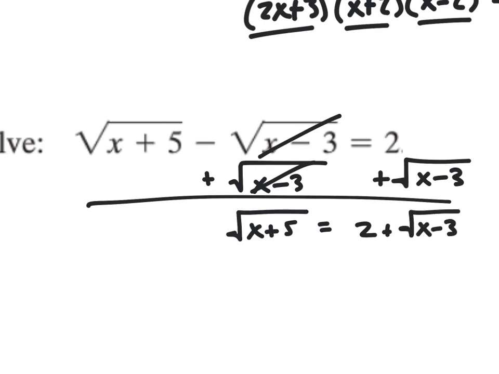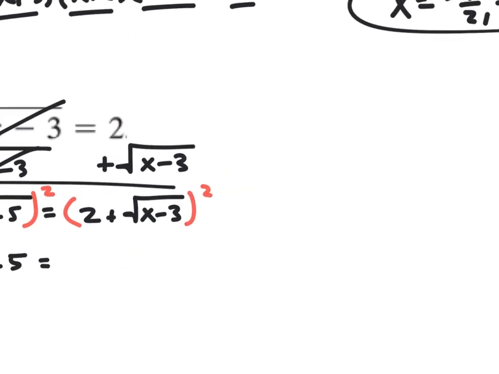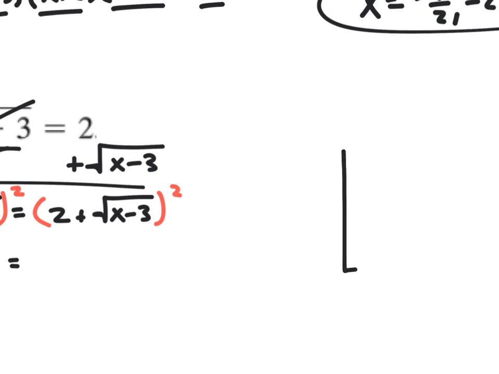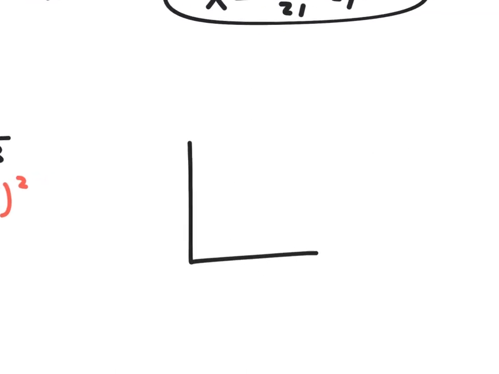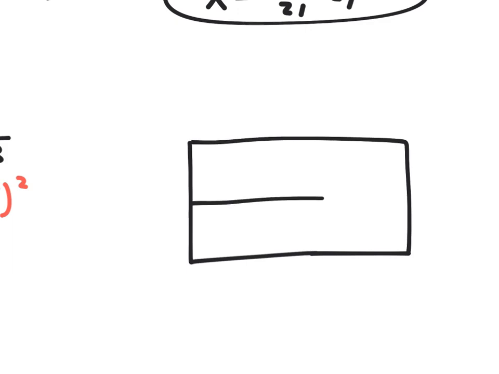Now, once I've isolated one of my radicals, I want to square both sides. This is where it's going to get a little weird. On the left side, I'm just left with x plus 5. On the right side, I've got all this, and let me do this over here. Let me use a box for this, because this one kind of sucks, to be honest with you. So I'm going to do 2 plus the square, or no, is it minus? Yeah, it's minus.